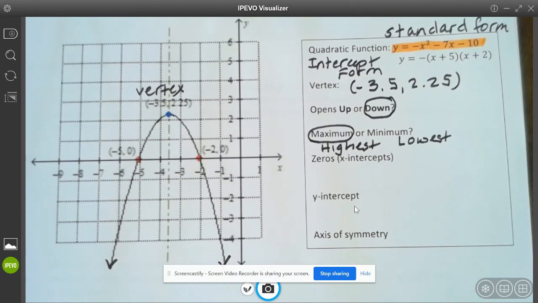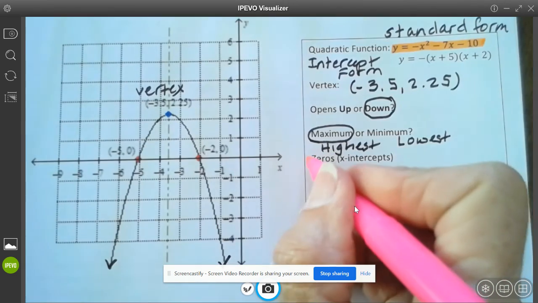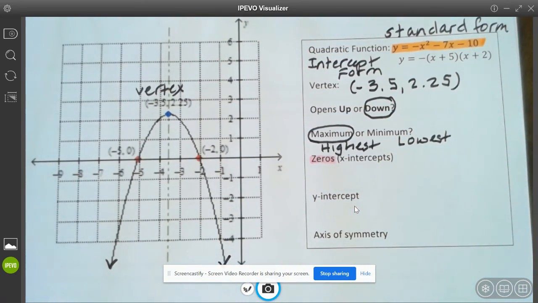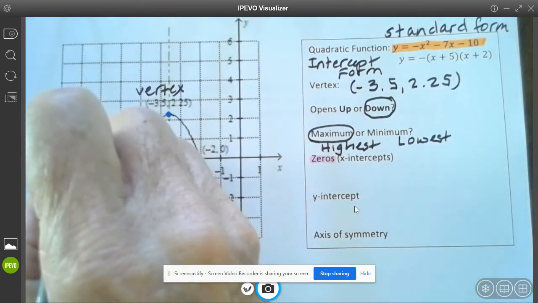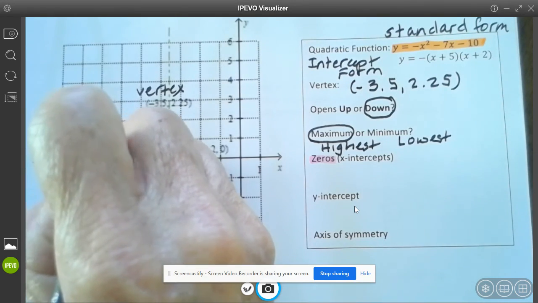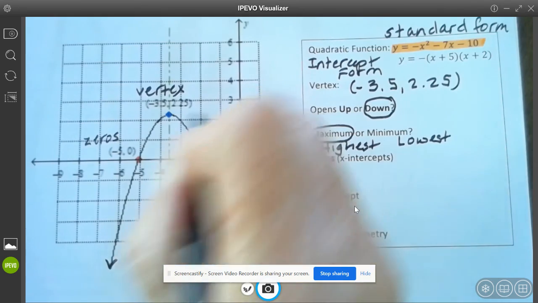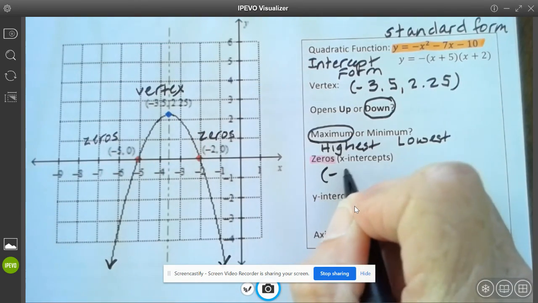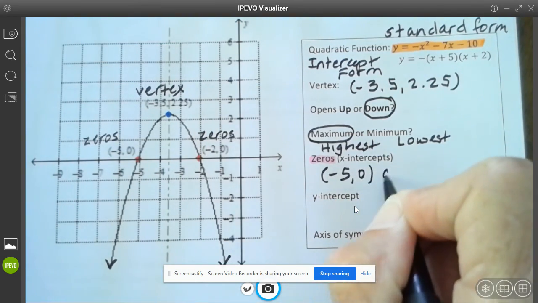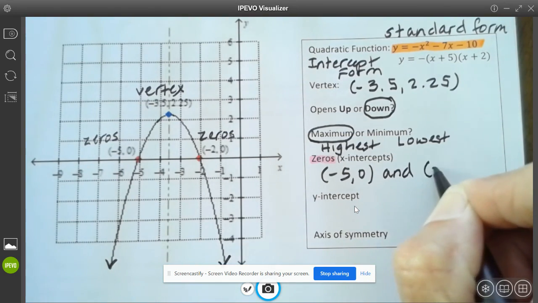The next important thing about a parabola are the zeros. And the zeros are important because they actually are the solutions to whatever the question is we're trying to answer. So the zeros here are (-5, 0) and (-2, 0).